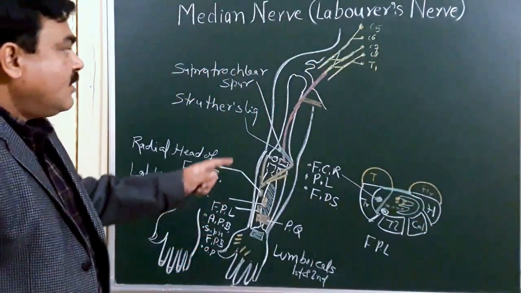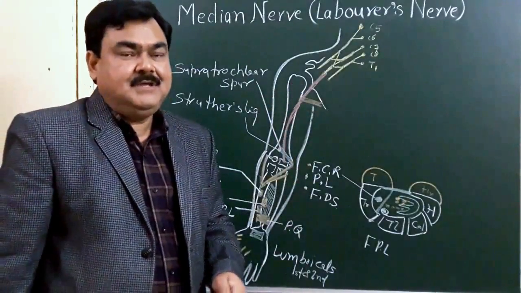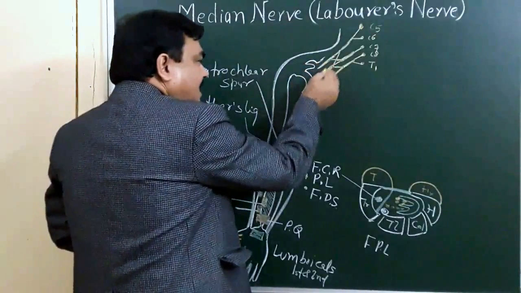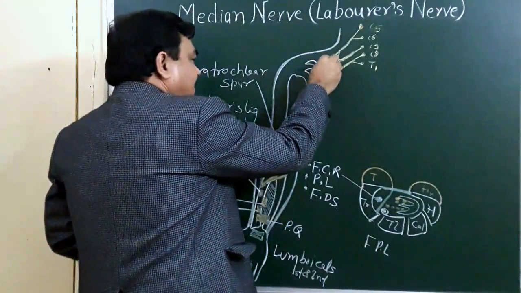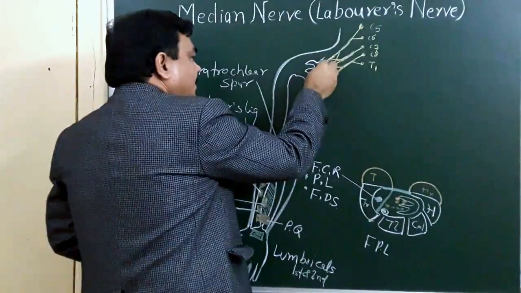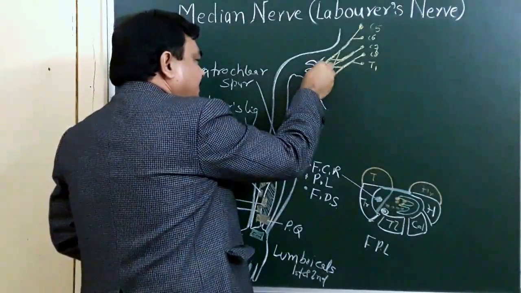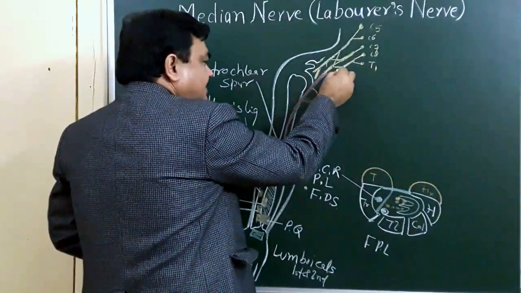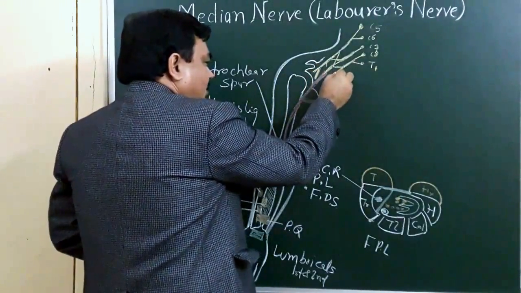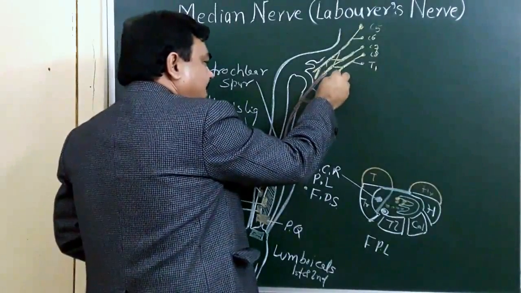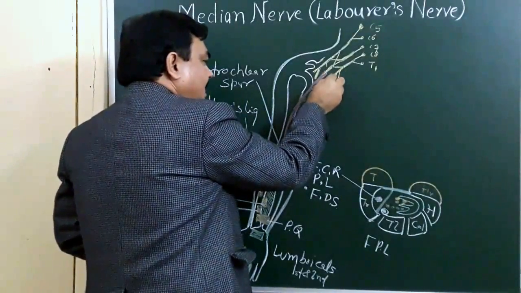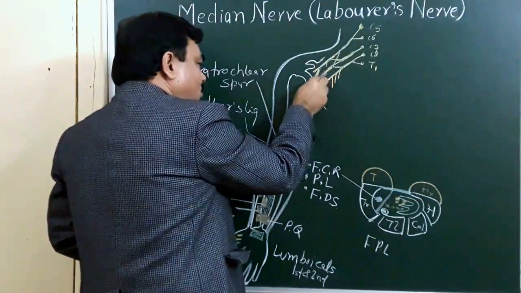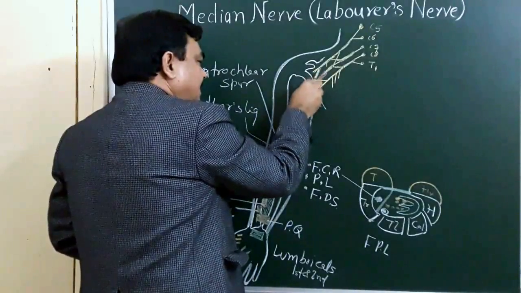Now we will discuss the course and relation of the median nerve. In this diagram, this is the lateral cord. The lateral cord gives three branches: lateral pectoral, musculocutaneous, and the lateral root of the median nerve. The medial cord gives five branches: medial pectoral, medial cutaneous nerve of arm, medial cutaneous nerve of forearm, the ulnar nerve, and the medial root of the median nerve. So this is the median nerve.